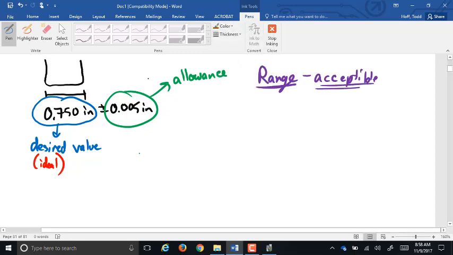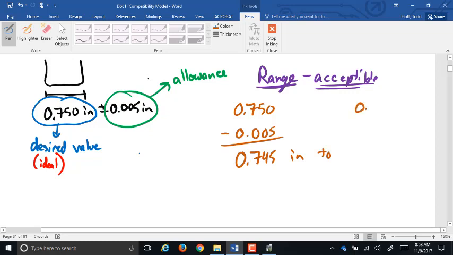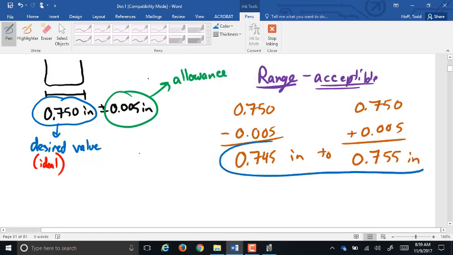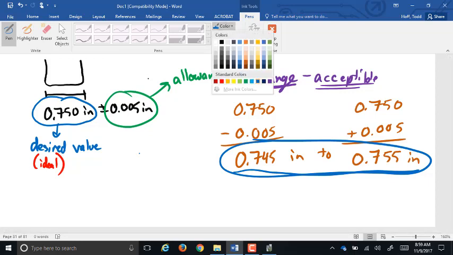And just like in our measurement, we go from the desired value, that ideal value, 750 thousandths minus that allowance of 0.005. So that'd be 0.745 inches to the higher end would be the 750 thousandths plus the 0.005. So that's 0.755 inches. So you have a range of acceptable values. Any measurement, if you produce that part and it has any measurement within that range, it's an acceptable piece. Or if you're trying to find a part to use, if it's within those measurements, it is acceptable to use it.